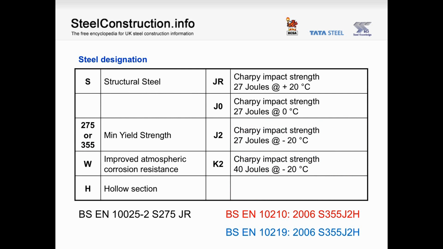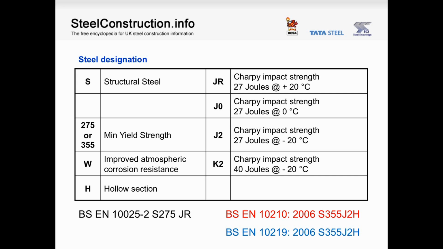The steel standards also present a way of specifying steel. It'll be familiar to you, but you may not know where it comes from, and it comes from these documents. So we have an S to denote a structural steel, a number, 275 or 355, which denotes its minimum yield strength. This is then followed by JR, J0, J2 or K2 to tell us what the toughness characteristics of the steel are. And this can then be followed with an H if we have a hollow section, or a W if we have a weathering steel.